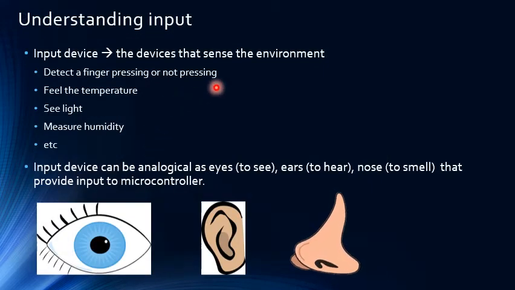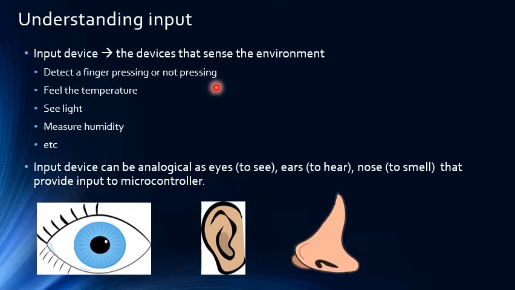Okay, I already talked about the output. Now I'm going to talk about the input. So a microcontroller can only process, but it requires input. A microcontroller needs to be able to sense the environment, whether it's temperature, humidity, light, or other things. So the input devices for the microcontroller can be analogous to eyes, ears, or nose for the microcontroller.